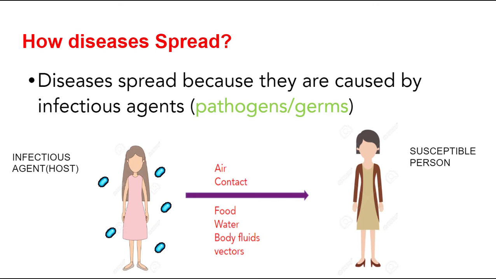So here this another lady in the brown suit is a susceptible person. So who is a susceptible person? A susceptible person is a person who is likely to get an infection. And how can that person get an infection? By air, contact, food, water, body fluids and vectors.